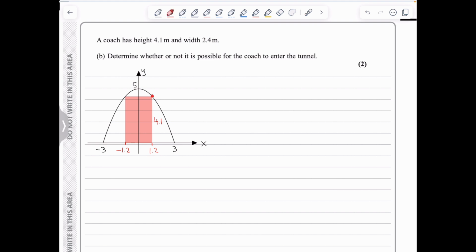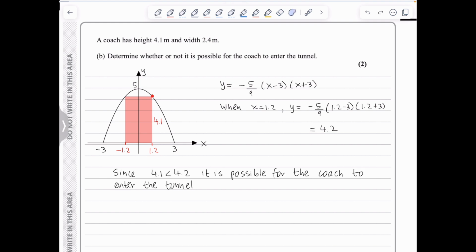So we need to find the value of y when x is 1.2. So we have already established that y is minus 5 over 9 times (x minus 3)(x plus 3). So I will substitute the value of x being 1.2. We get that y is minus 5 over 9 times (1.2 minus 3)(1.2 plus 3). This gives an answer of 4.2. And since 4.1 is less than 4.2, so the height of the bus is less than the height of the tunnel at the particular point, it is indeed possible for the coach to enter the tunnel.